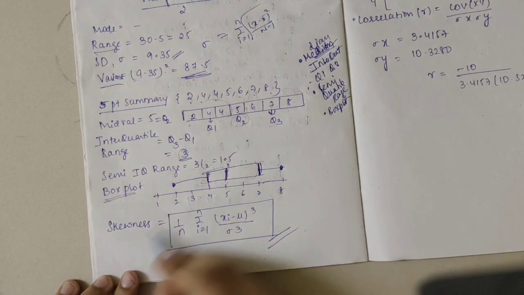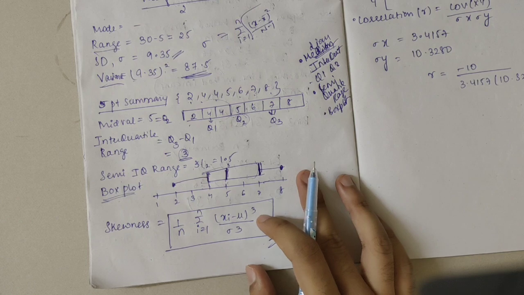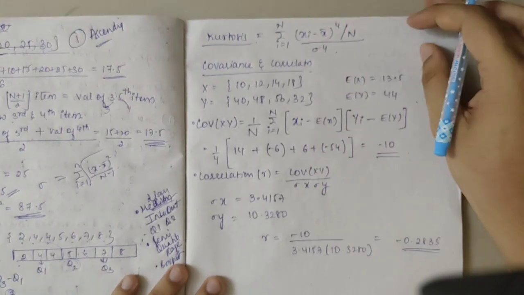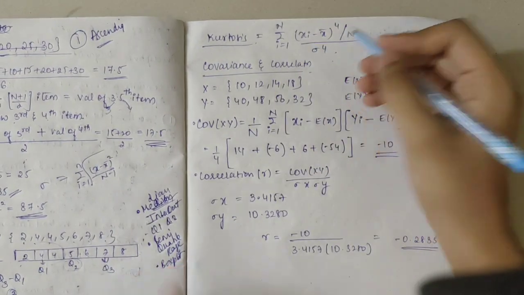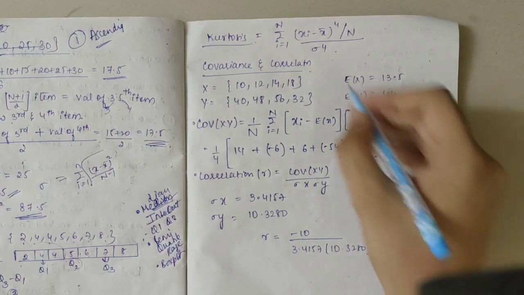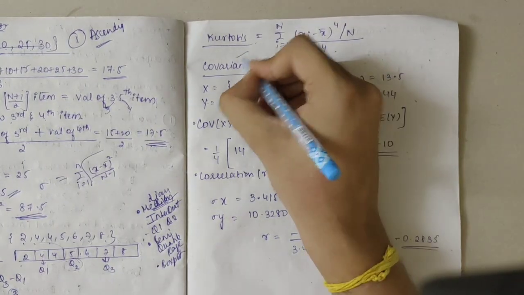Then the skewness formula needs to be remembered. This may not be asked, I'm not sure about it. It was not asked in internals. Then we have kurtosis also, this is the formula. Then we have covariance and correlation. In order to find the correlation, we need to find the covariance first.